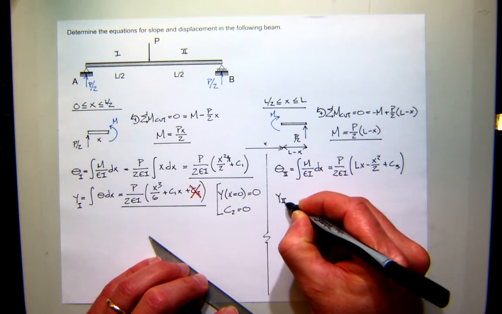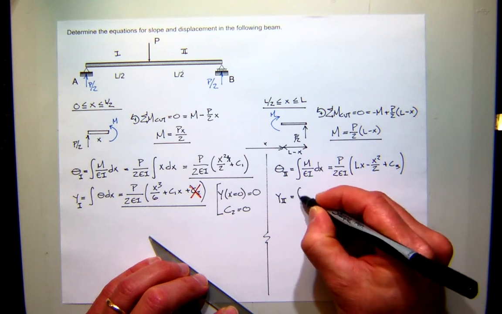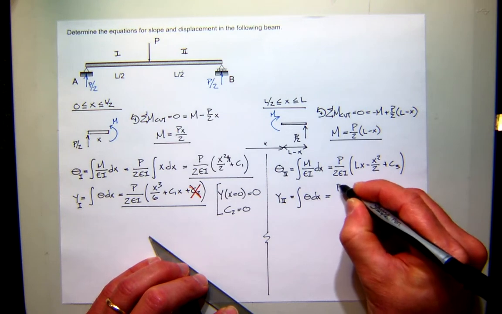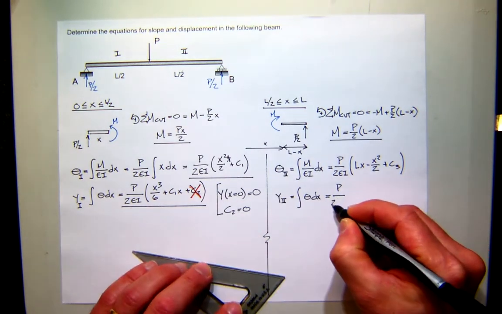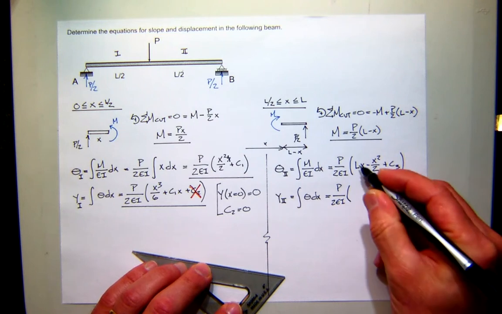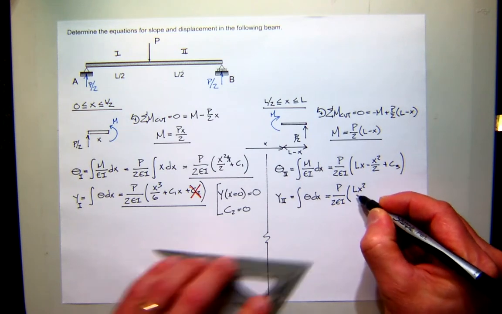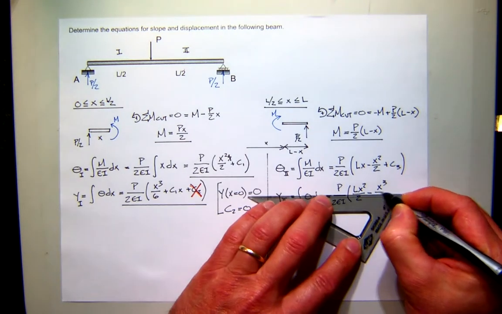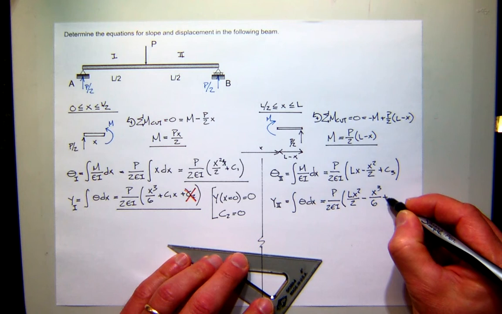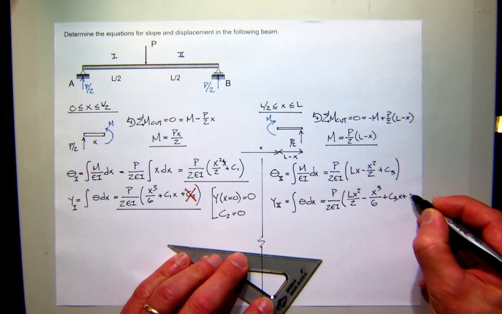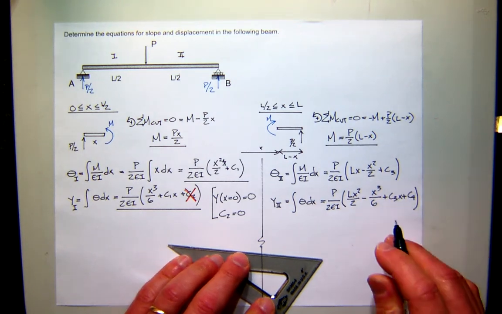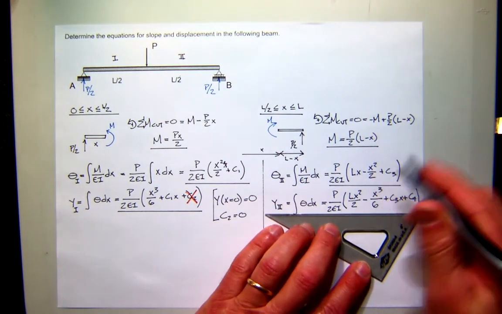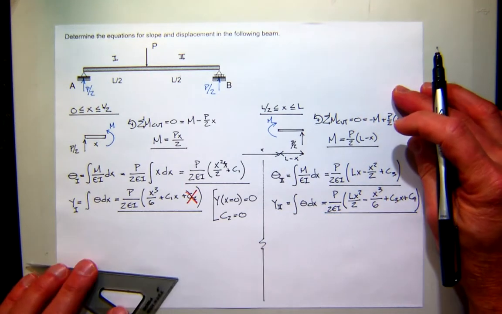So now I'll do the displacement at 2. What is that? Well, that's the integral of the slope. So I'm going to integrate this. So I'll still have P over 2EI. When I integrate this, I get Lx squared over 2 minus x cubed over 6 plus C3x plus C4. Sorry, I keep bumping the page. So there's my 2 equations for slope and displacement.